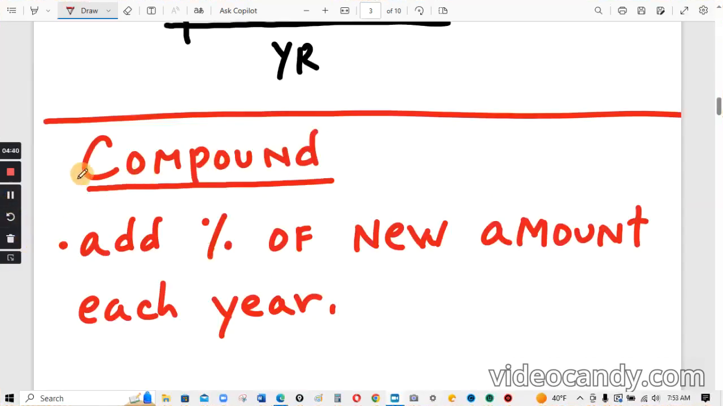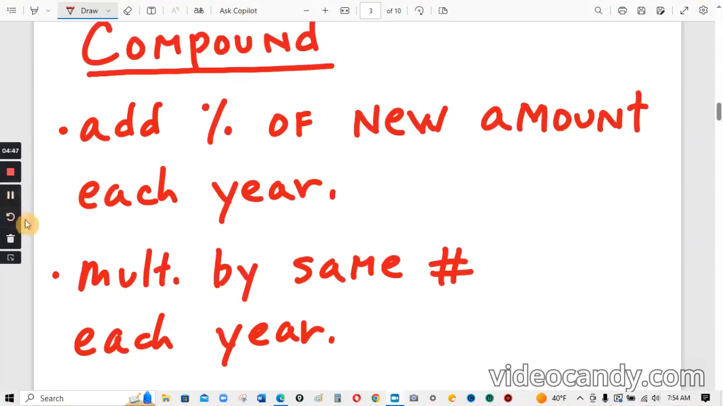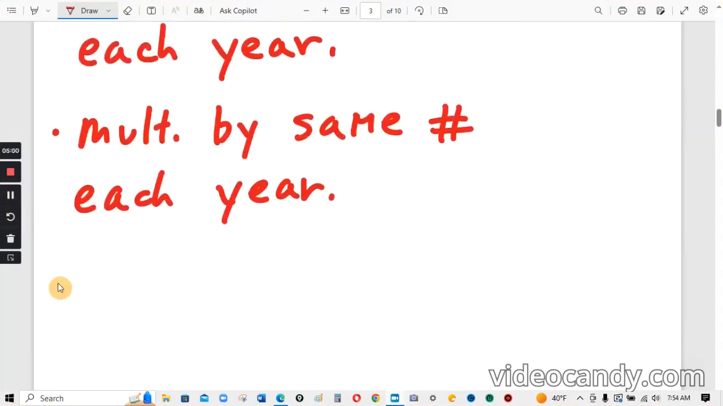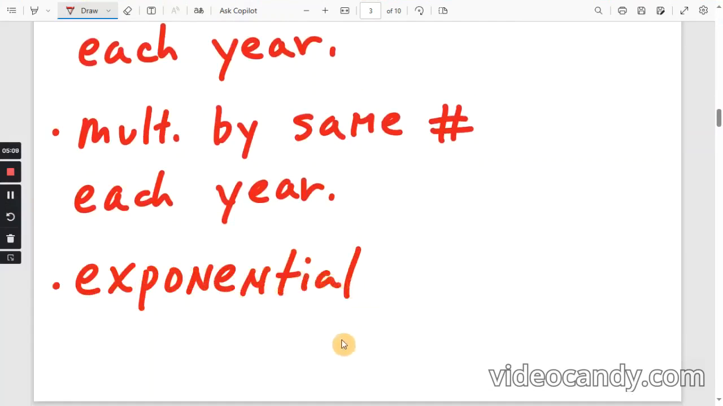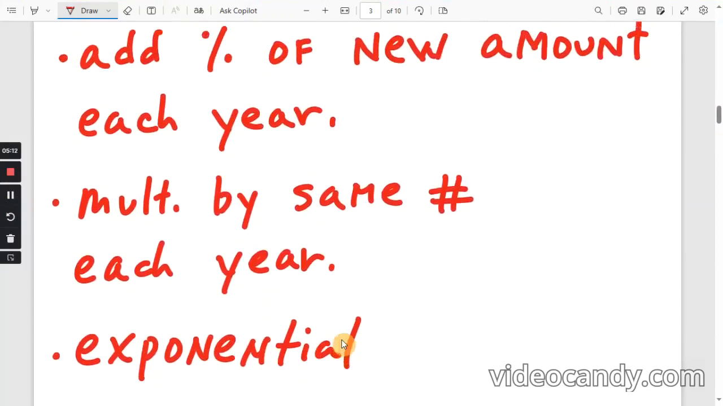Now, for the compound interest, you're adding a percentage of the new amount each year. As a result, since you're adding a percentage of the new amount each year, you're multiplying by the same number each year. Remember, for the simple interest we were adding, now we're multiplying by the same number each year. And as a result, the graph is going to be exponential. And instead of linear, it's going to be exponential. It's going to be a curve.